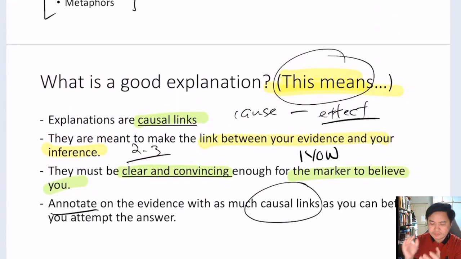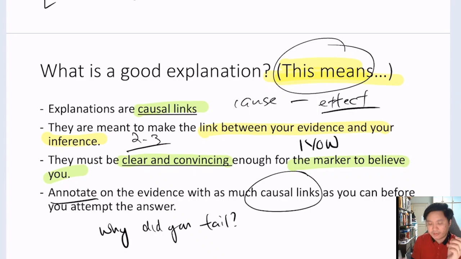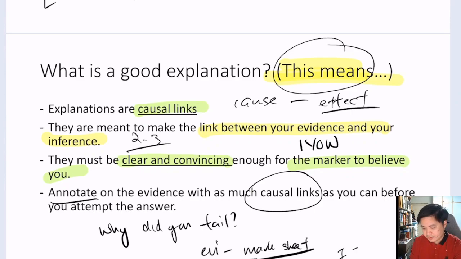For example, if your mother asks you, why did you fail the exam? What is the evidence? The evidence is, of course, your mark sheet. Your mark sheet clearly shows that you failed the exam. And then in your explanation, you tell your mother, well, I failed because I failed. Now, what are you doing here? You're not explaining at all. Is your mother going to accept this reason? No, she's not.